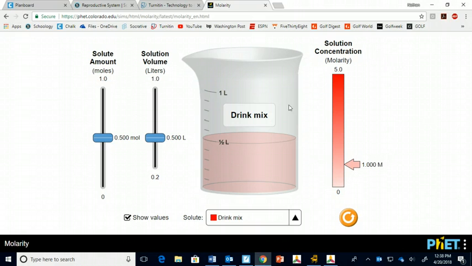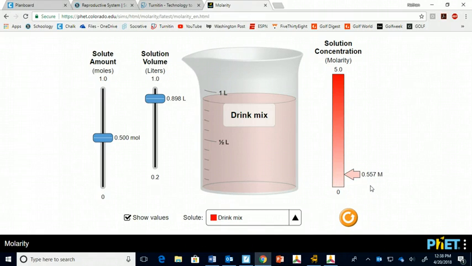You see over here on the right, we've got solution concentration. Because we have a half mole of solute and a half liter of solution, when we divide those things, we get 1 molar of concentration. Make sense? If I want to dilute this mixture, are you comfortable that I would simply add water to it? If I add water, what happens to the molarity? I haven't changed the amount of solute I have. I've simply added more water.